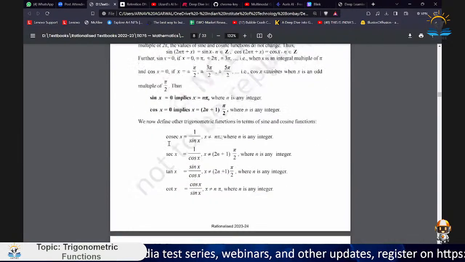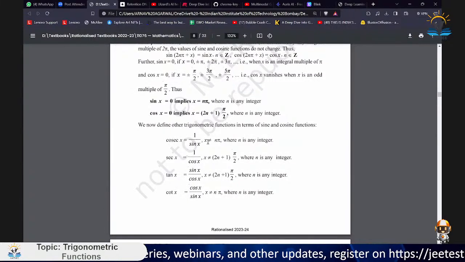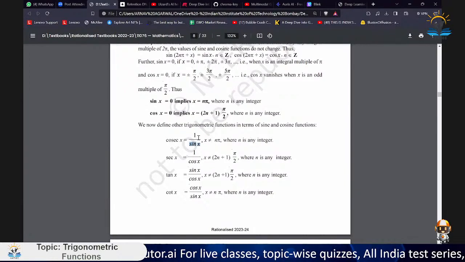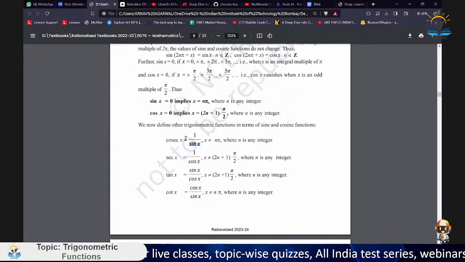And we all know these types of functions. Cosec x is equal to 1 by sin x. Now see, why is this written here? Why is x not equal to n pi? Because if you put x equal to n pi, we saw here that sin x is 0 at x equal to n pi. So if you put that value in sin x, which is in the denominator, and if the denominator is 0, we know the thing is undefined, right? So cosec x is equal to 1 by sin x is valid only for values which are not n pi. That's easy. Similarly, we can define sec x is equal to 1 by cos x, tan x is sin by cos, and cot x is cos by sin, right?